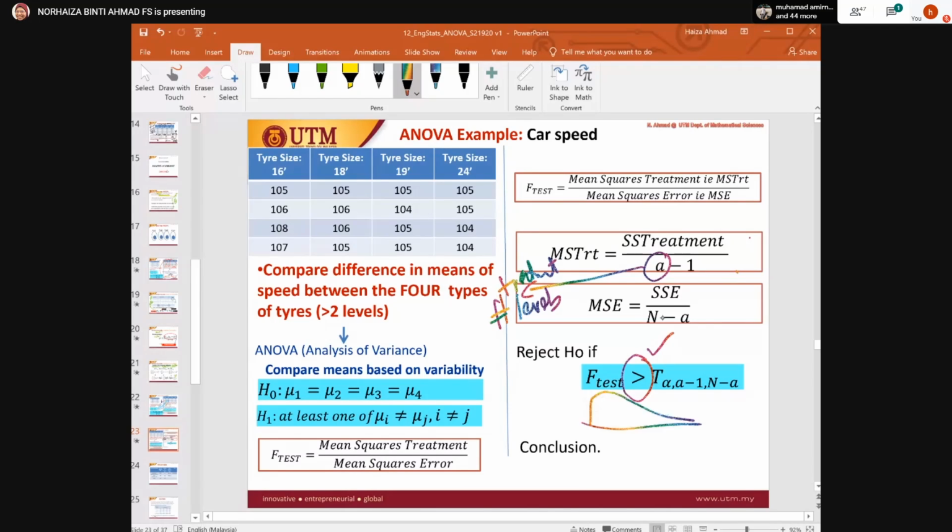Always a right-tailed F test because it's positive. Your F test is always positive. If you get a negative, then you need to check again because we're dealing with sum of squares. So therefore, it is always positive. And then conclusion. So all the steps follow.